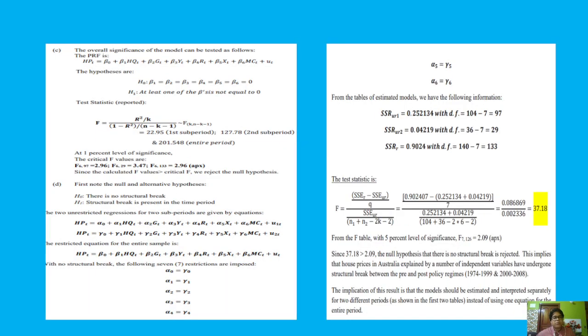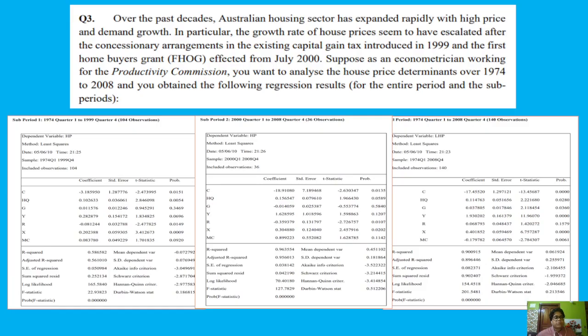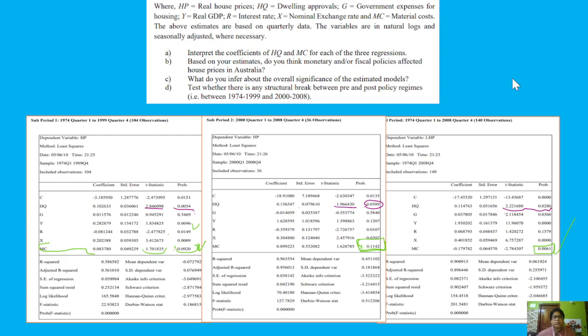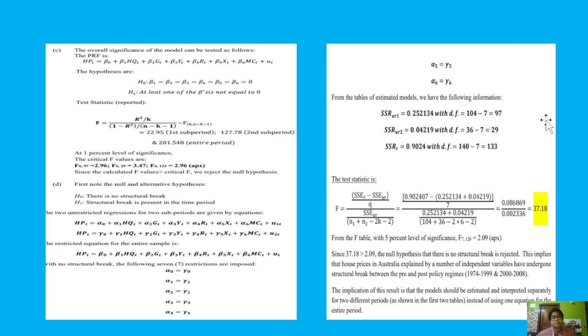Okay, now let's come to question number C. So in the question number C, what are they looking for? They're looking for the overall significance of the estimated model. So overall significance, in the last session, I think we did it. I don't remember exactly. I think we haven't done it.